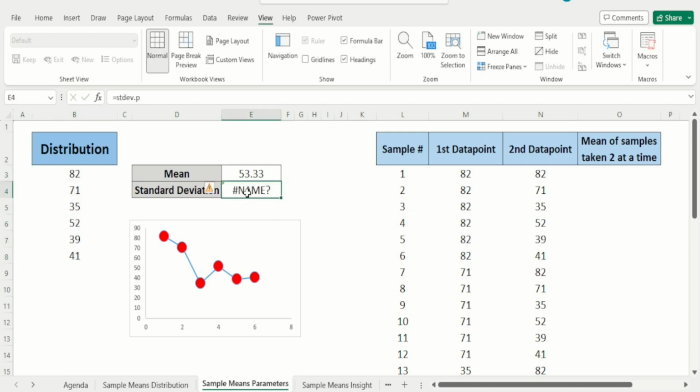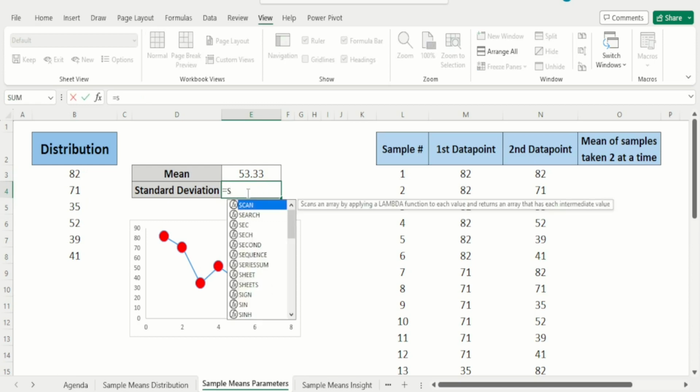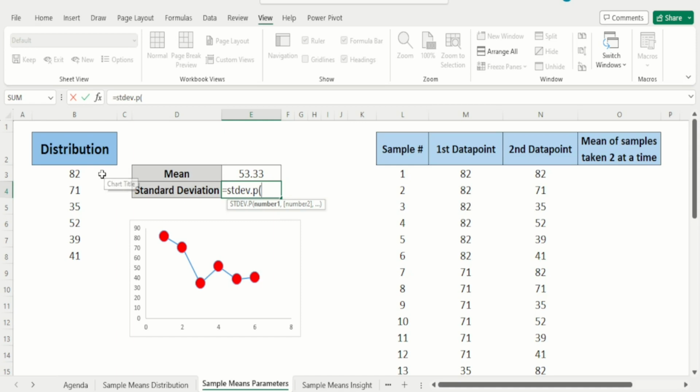So if you go ahead and select STDEV.P, and then you select the entire data set and close the brackets and compute it, there you have the standard deviation of this population. Now, let's say that we start taking samples from this population two at a time. If we take samples from this population two at a time, remember that how many different ways can we do this in?